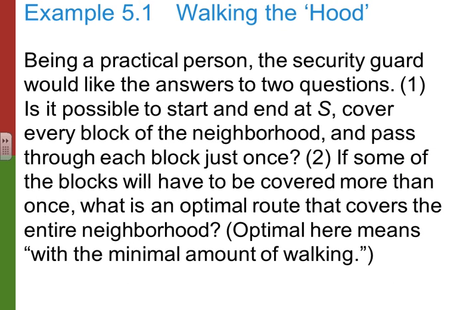Being a practical person, the security guard would like the answer to 2 questions. Is it possible to start at S, cover every block of the neighborhood, and pass through each block only once? If some of the blocks will have to be covered more than once, what is the optimal route that covers the entire neighborhood? Optimal here means the minimum of time he has to walk.